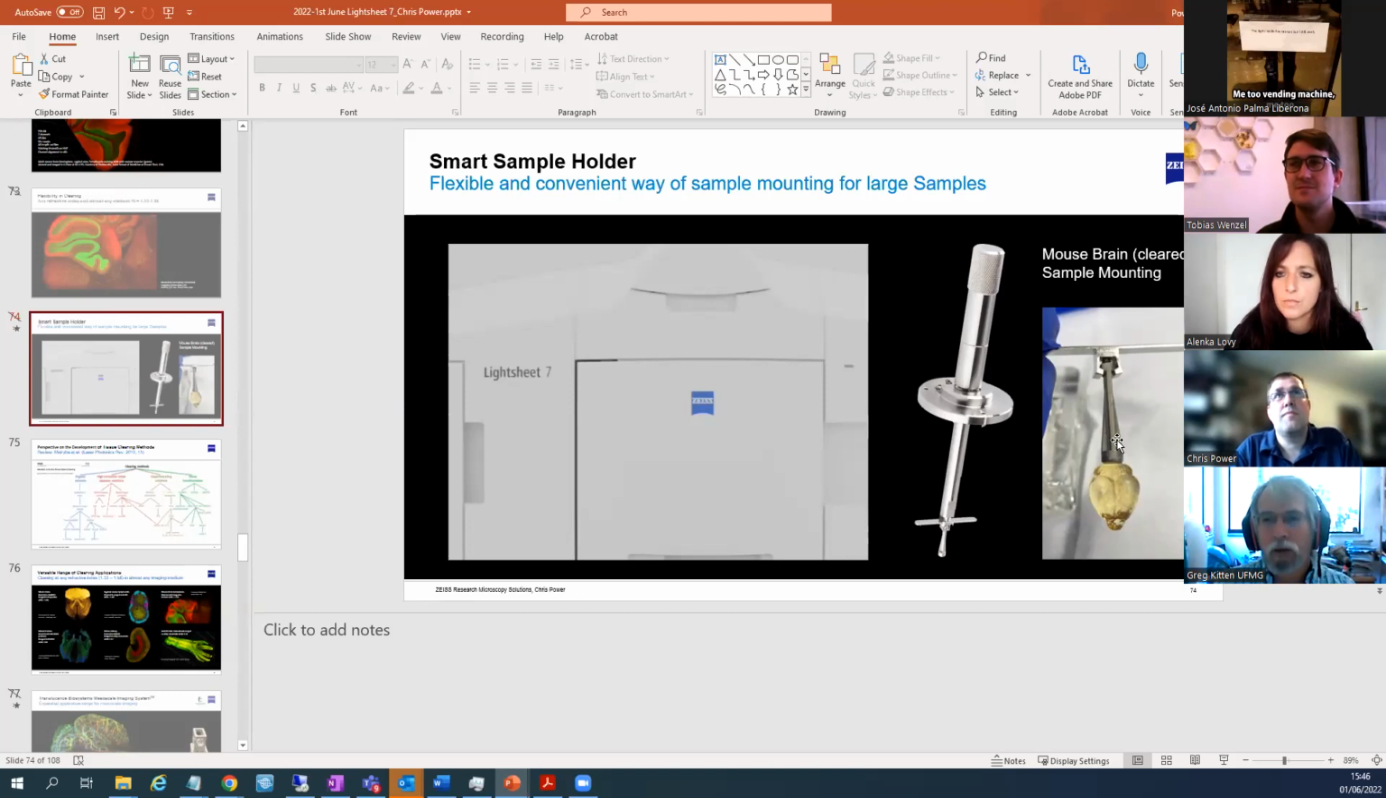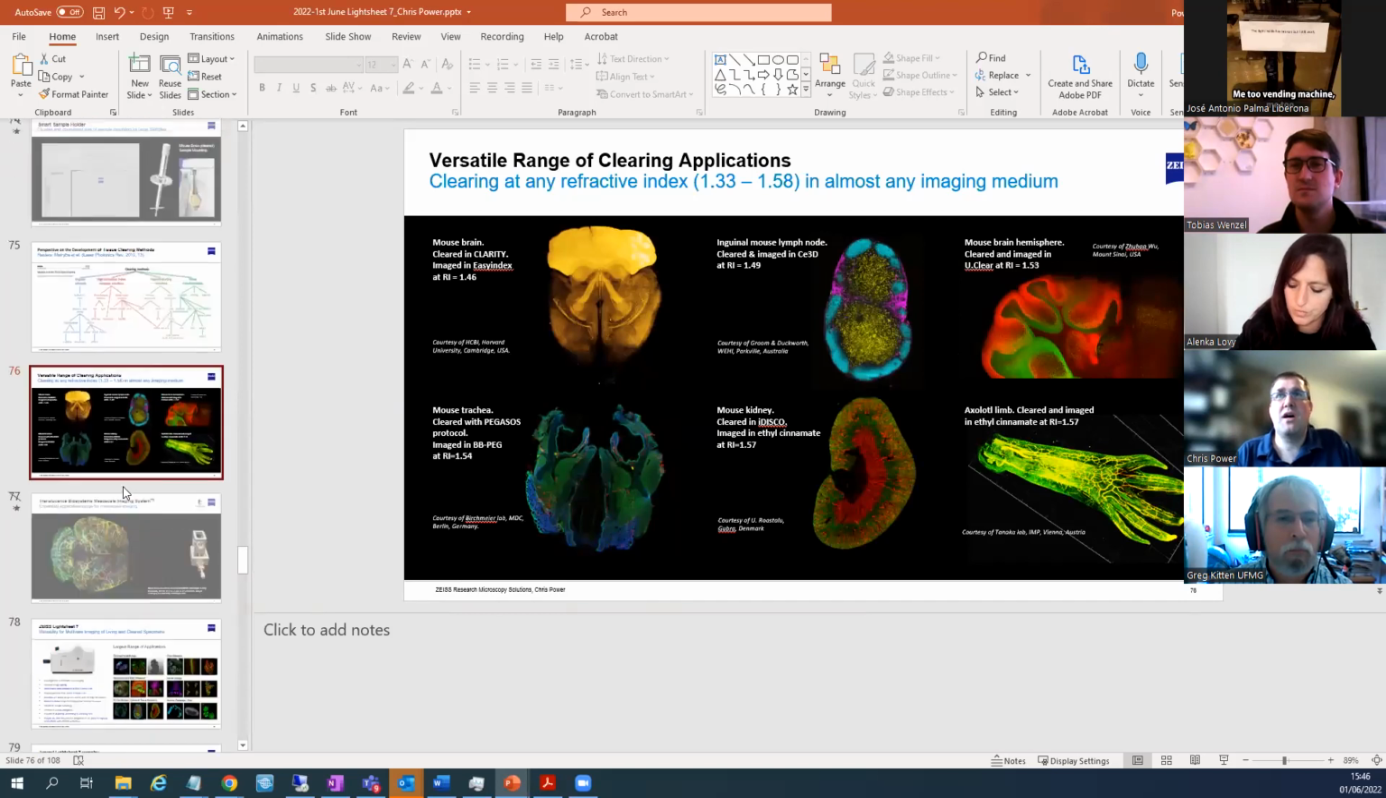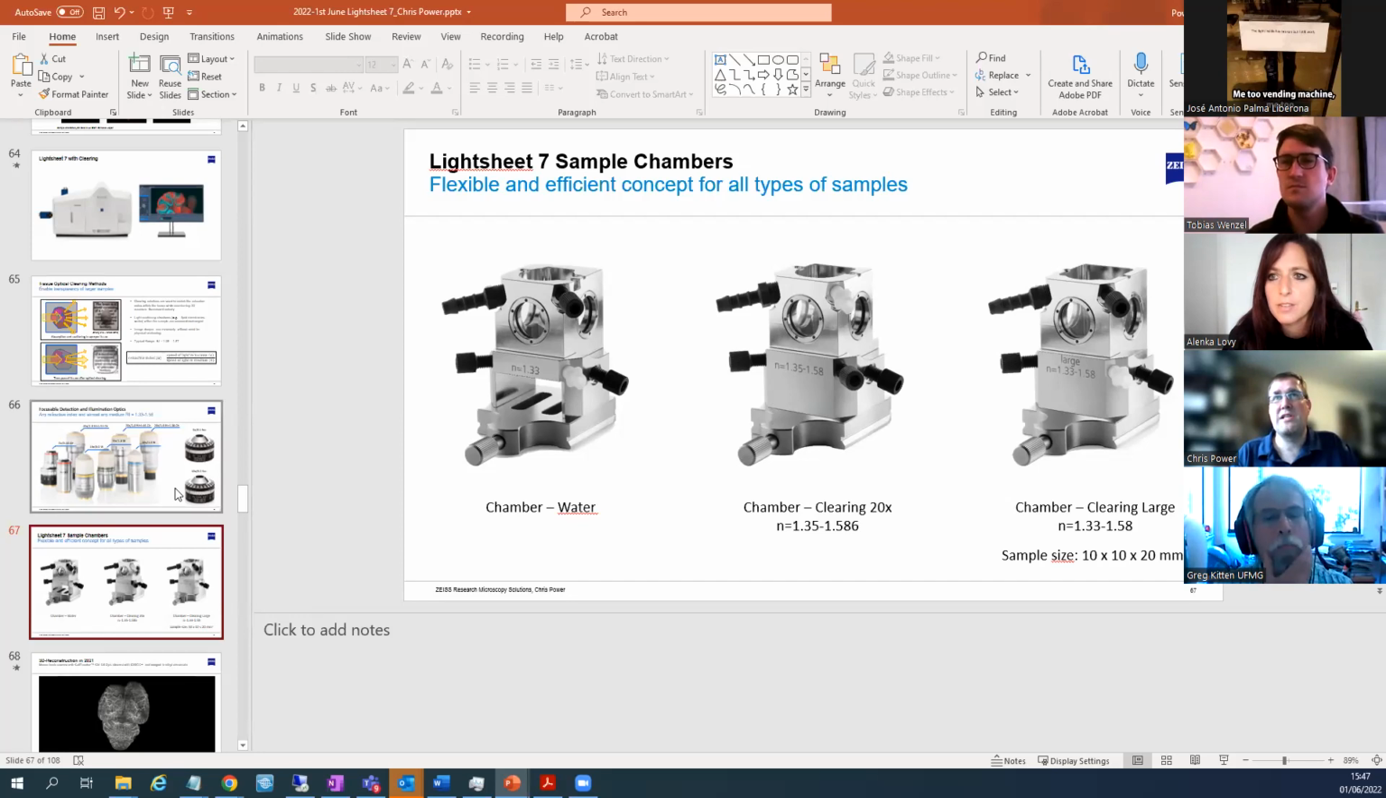So there are various different chambers. By default, you have a water chamber for refractive index 1.33. I must admit that I don't know which chambers you have on site here. There are 2 or 3 different chambers for different refractive indices. So you want to check that your clearing technique is compatible with the chambers you have there. We have the water and the clearing 20x. The clearing 20x tends to be more based around 1.45, I think, typically.